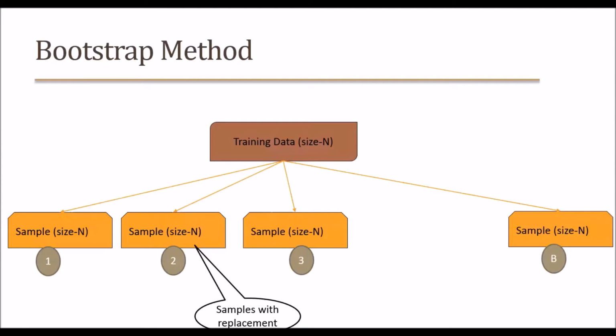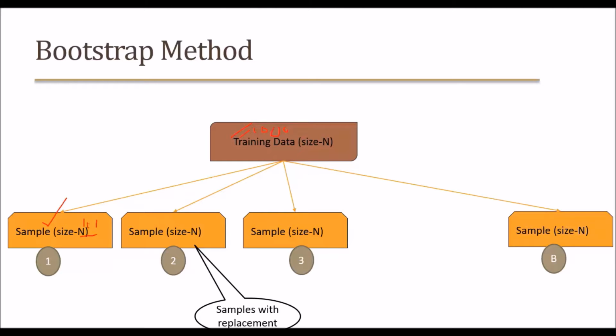Once again, how are bootstrap samples taken? We have a training data set of, let's say, 1000. Then we take a sample of 1000 with replacement. That means we take one point, note it down, and then put that point back. Again, we take one point and do that 1000 times. That means we take a sample of 1000, but not 1000 at a time. We take one at a time.